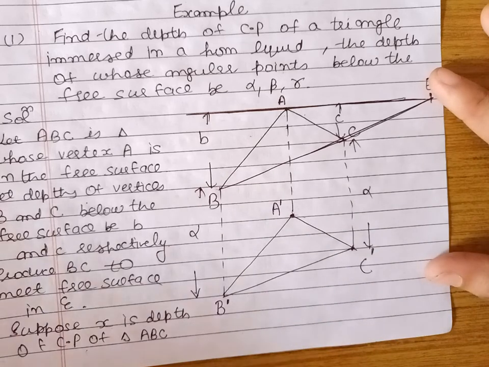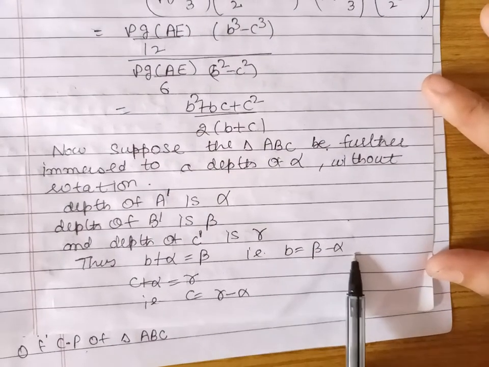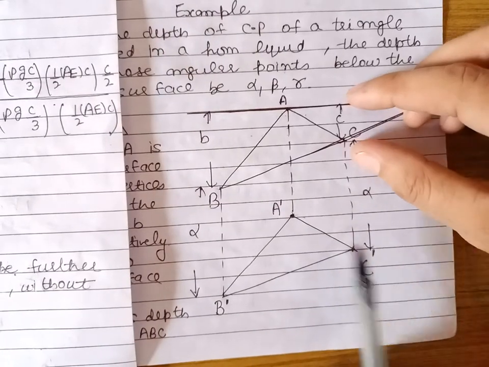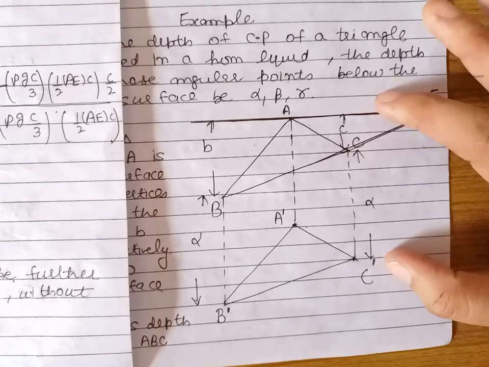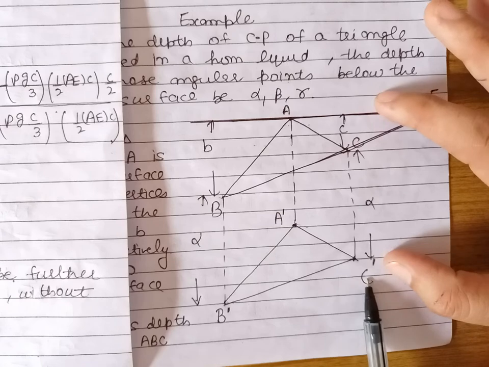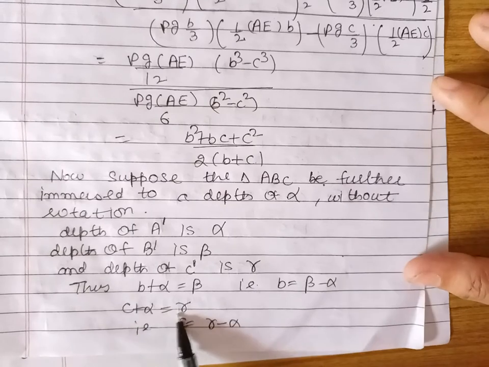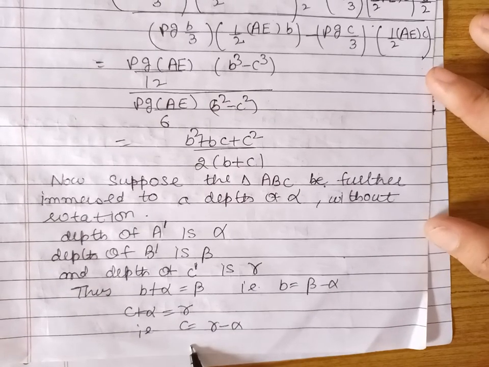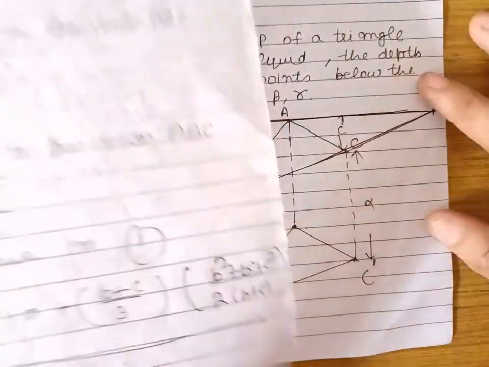So from there we can find the value of B, which is given by beta minus alpha. And also again from here you can see this is C, this is alpha. C plus alpha gives the depth of C dash, and depth of C dash we have taken as gamma. So we can say that C plus alpha is gamma. So from here we can find the value of C, which will be gamma minus alpha. So we have obtained the values.